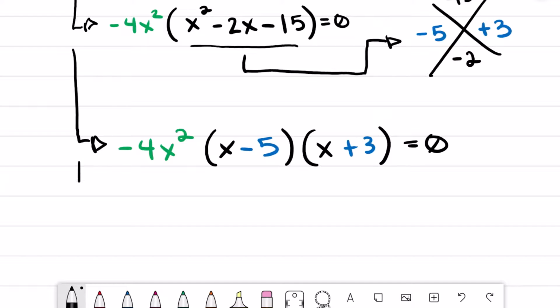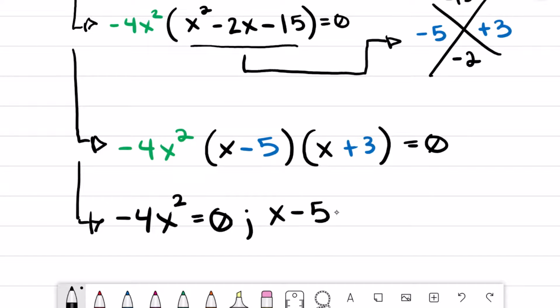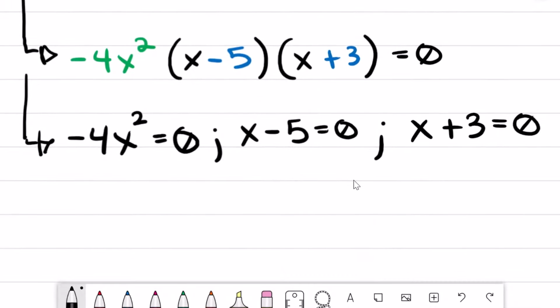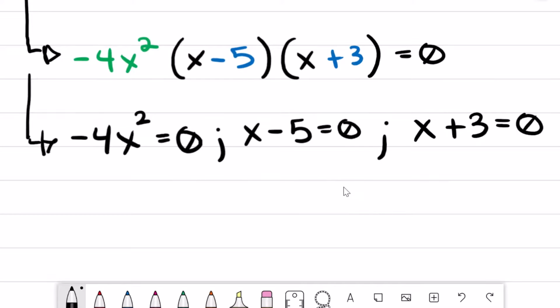I'm going to drop the colors since now I'm just trying to solve for it. So I'm going to write -4x to the second power is equal to 0. I'm going to put x minus 5 is equal to 0. And I'm going to put x plus 3 is equal to 0. Alrighty. So we've gone through half of the battle.